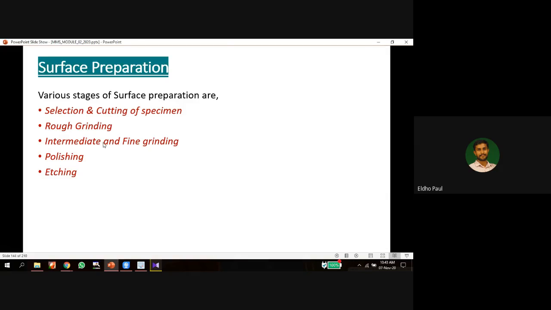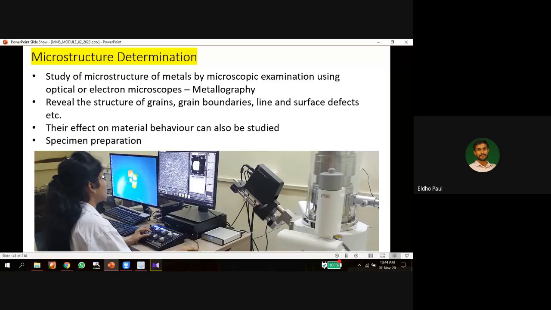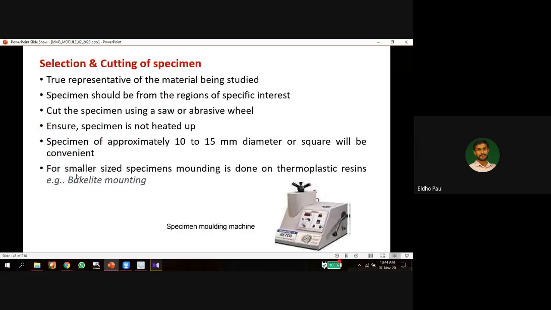Next is intermediate and fine grinding. After fine grinding and polishing, we get a smooth surface that will reveal the microstructure of the material. Finally, to see the grain boundaries and all the grains, we use etching, which is a chemical process. So these are the stages of surface preparation for microstructure study. The first stage is selection and cutting of the specimen.